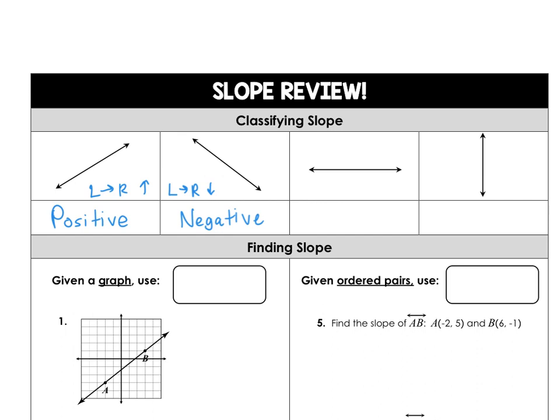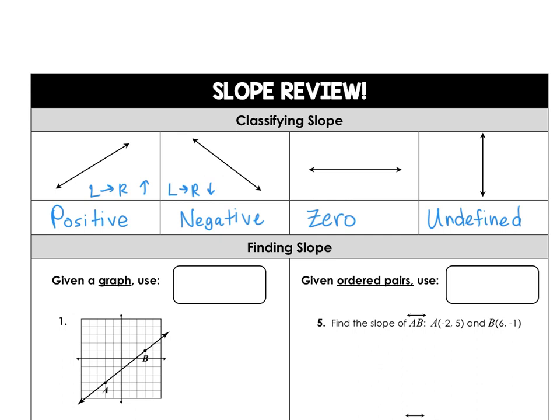The horizontal line here, that's just going straight left to right, that is a 0 slope. And your slope would be 0, obviously. And then if it's going straight up and down, that is undefined slope. There you go. Those are the 4 types of slope.